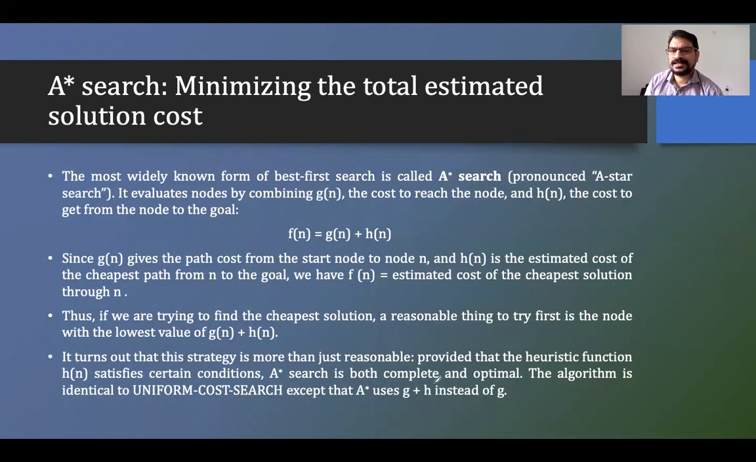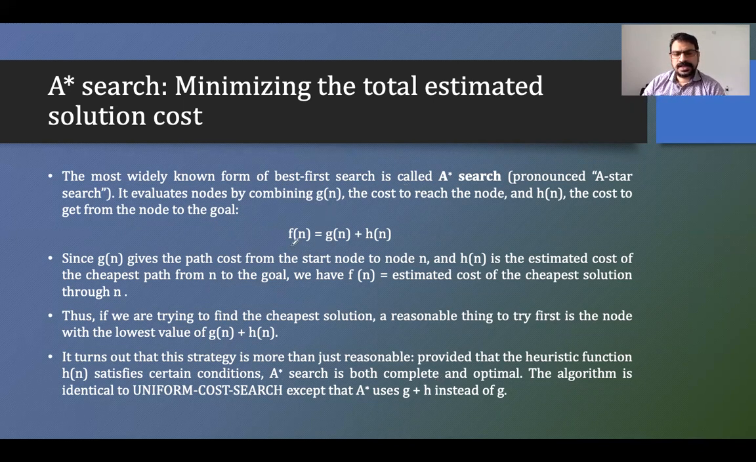The algorithm is called A star search. The objective of A star search is to minimize the total estimated solution cost. Here we are considering two things in A star search.